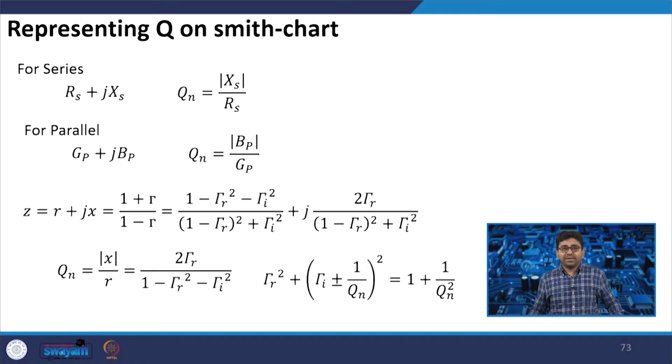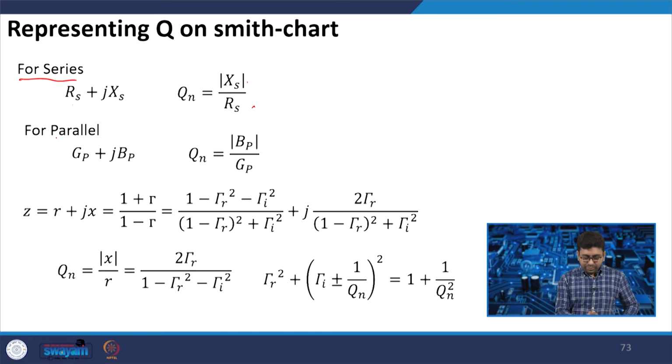So, representing Q, the quality factor, on the Smith chart. Let us say you have an impedance for series resonance, which is Rs plus jXs. Now, the series impedance can be written as Rs plus jXs, and if you want to represent the Q of the series, then it can be written as Xs by Rs, that is, the imaginary part by the real part.